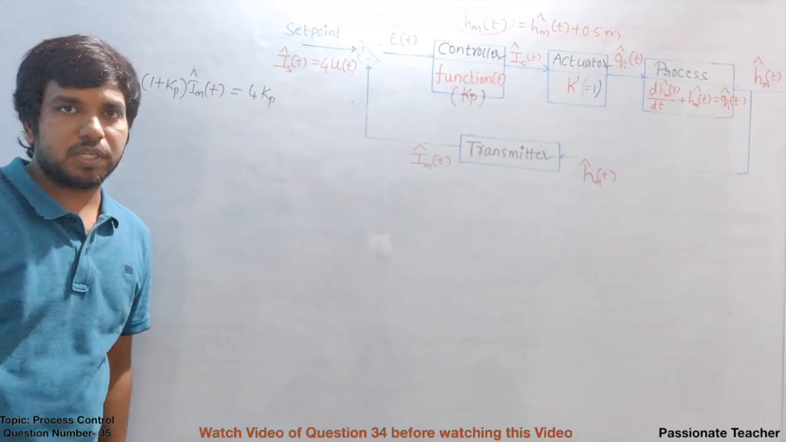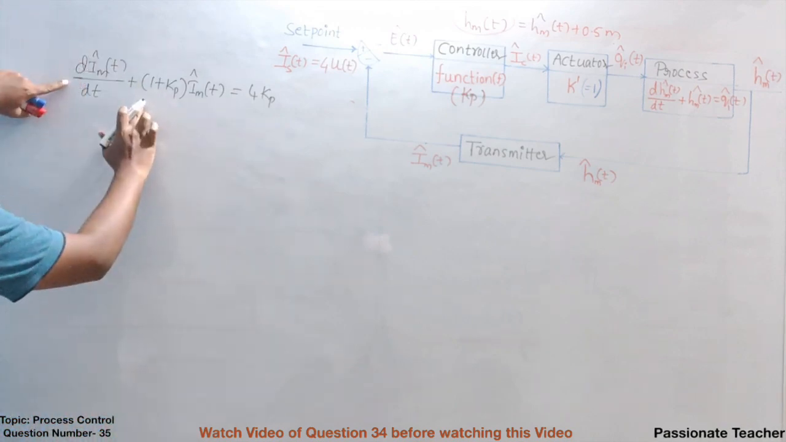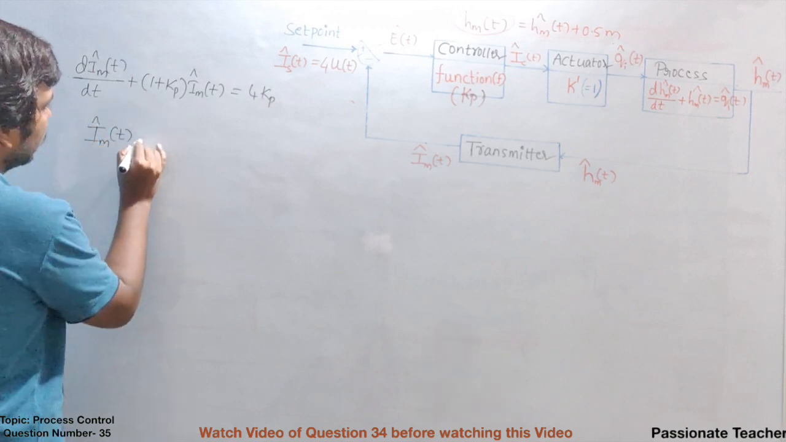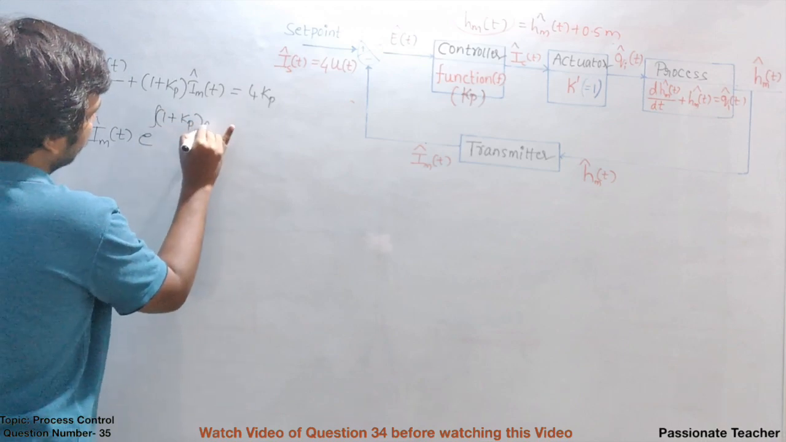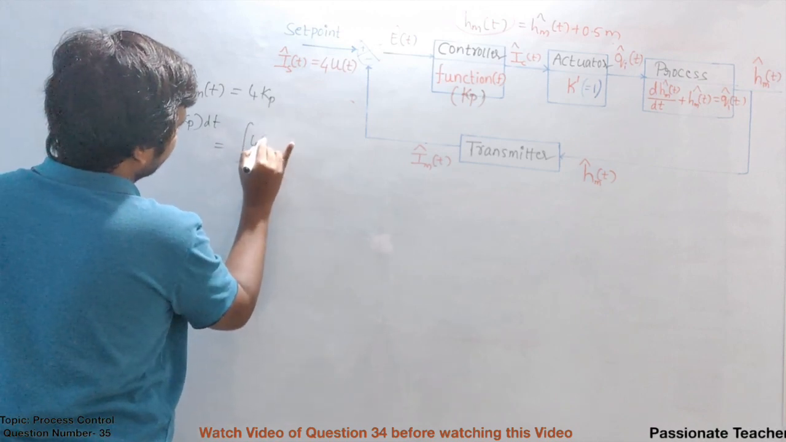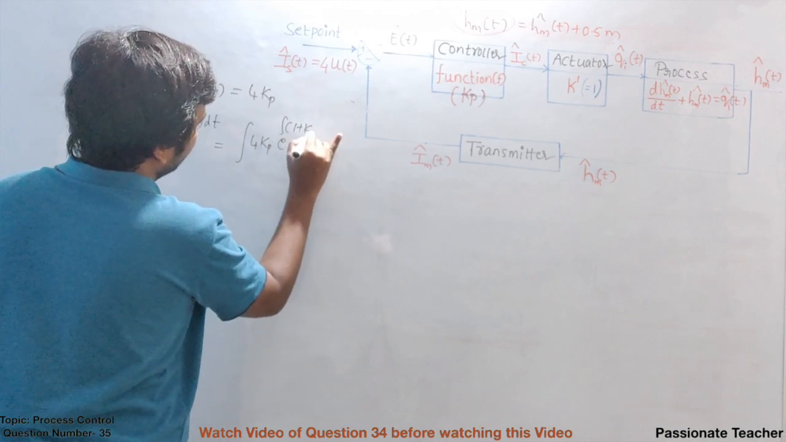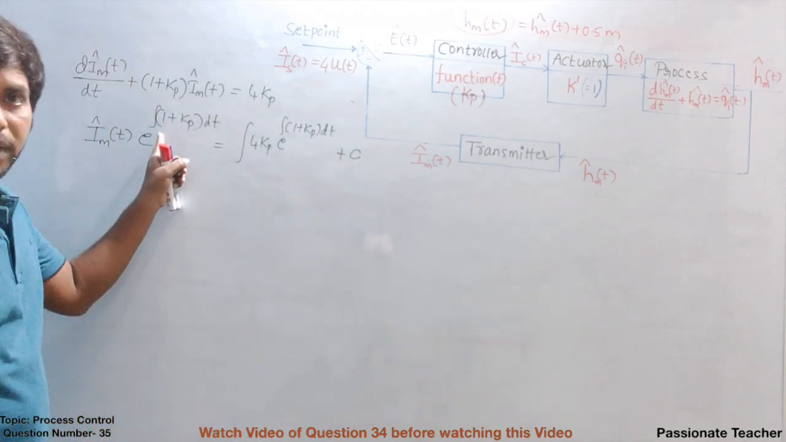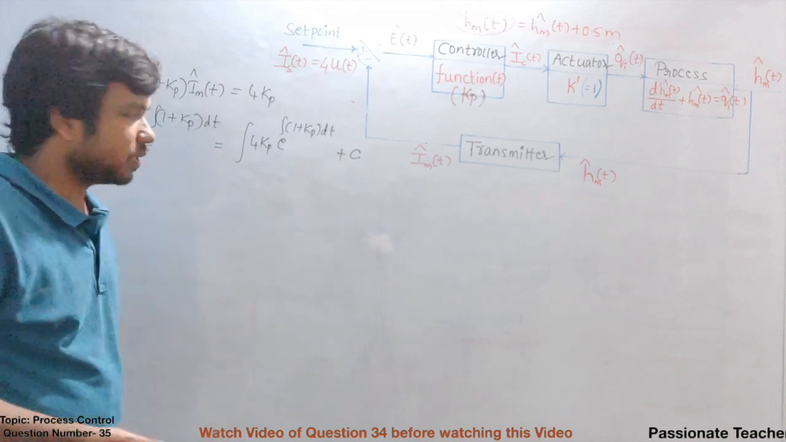So if you solve this differential equation by using any of the linear differential equation methods, then you will be able to get the value of Im cap of t times e power integral of P dt, that is 1 plus kp, equals integration of Q, that is 4 kp, into e power integral of 1 plus kp dt, plus c. So this is actually nothing but the integrating factor.